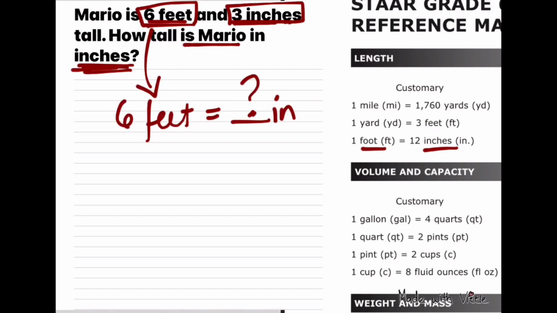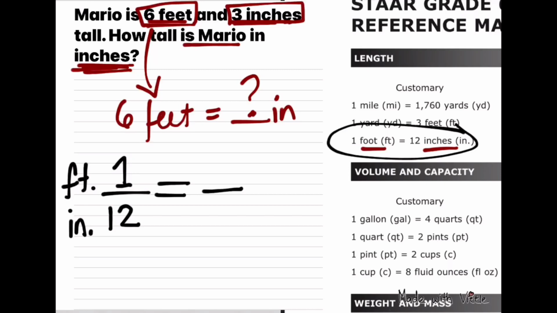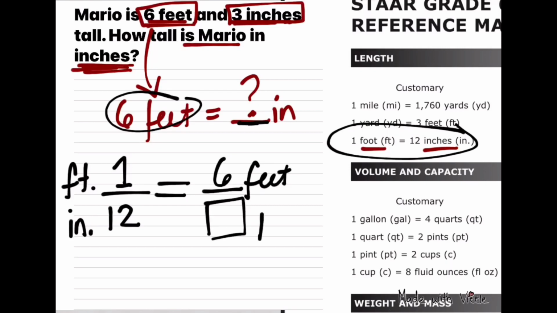Set up our proportion. Place the given 6 feet across 1 because they're both number of feet. Then we don't know the inches, so an empty box here or an X to represent a missing number. Step 1 is cross multiply.